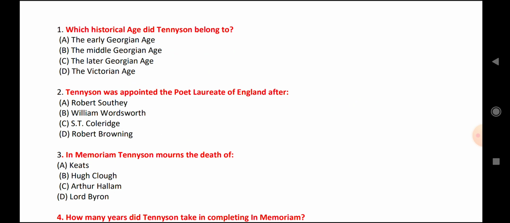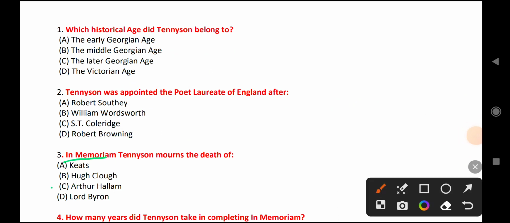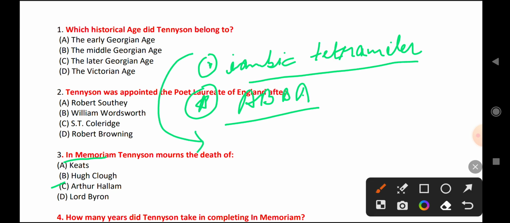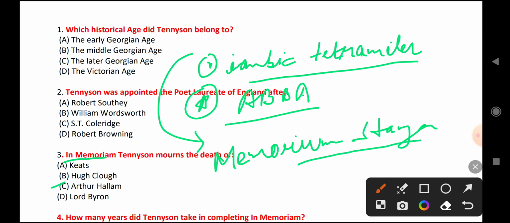Now let's come to the structure of this poem. In Memoriam is written in iambic tetrameter with the rhyme scheme A, B, B, A. If there are quatrain stanzas in iambic tetrameter, we call it the In Memoriam stanza. So who originated the In Memoriam stanza? It was originated by Tennyson.